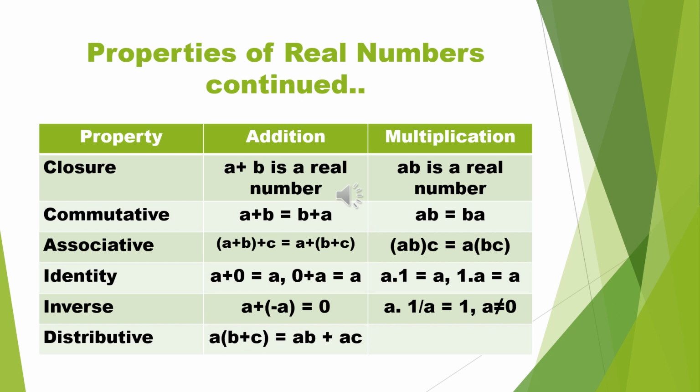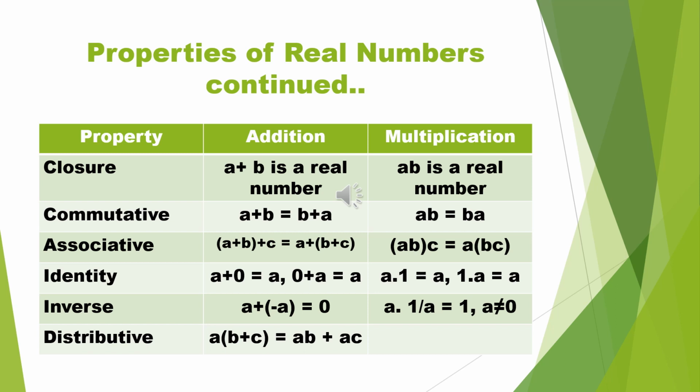The next property is distributive. Distributive is a times b plus c. So one number is outside, and it is multiplied by a sum of two numbers. In this case you can distribute the first number inside, even if there are 2 terms or 3 terms inside the bracket, you have to multiply with each and every number inside the bracket. So a times b plus a times c will be the answer. You have to multiply a with b and also c.